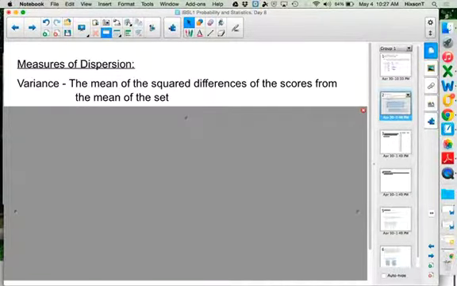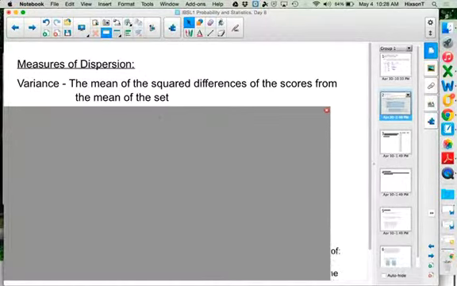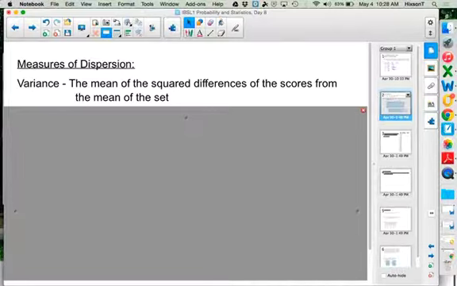There's one term here, the variance. The variance of our data is the mean of the squared differences of the scores from the mean of the set. The mean of the squared differences of the scores from the mean of the set. Now that's kind of a wordy explanation, but I think that'll make sense once we see the formula here.